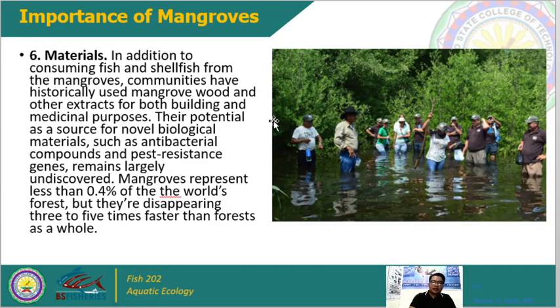The next importance is materials. In addition to consuming fish, shellfish from mangrove communities, people have historically used mangrove wood and other extracts for both building and medicinal purposes.